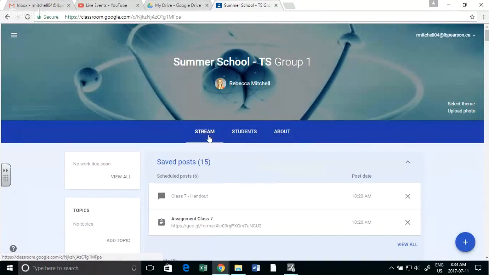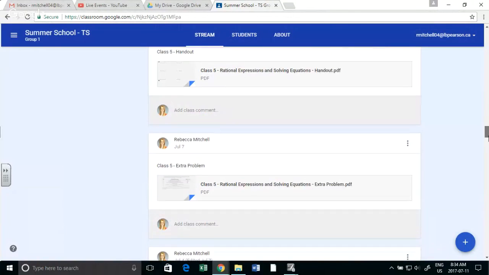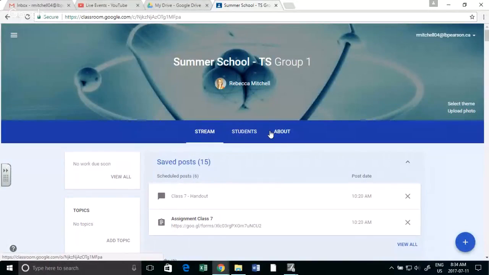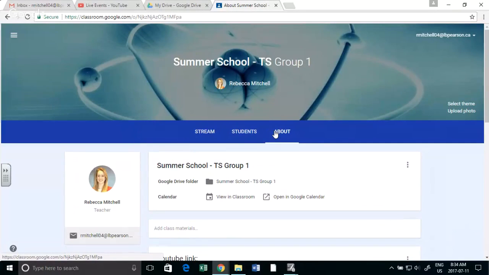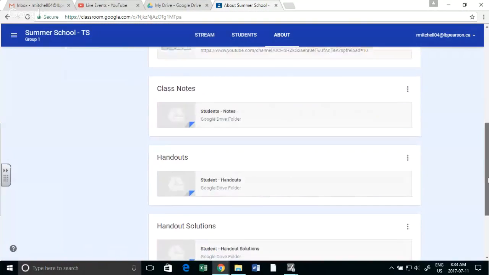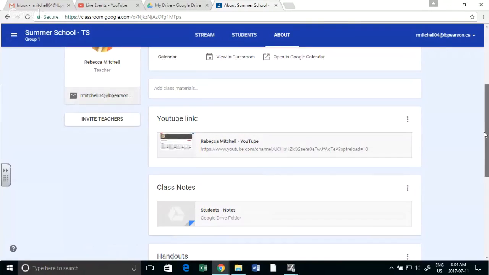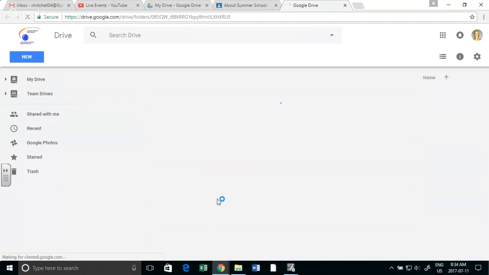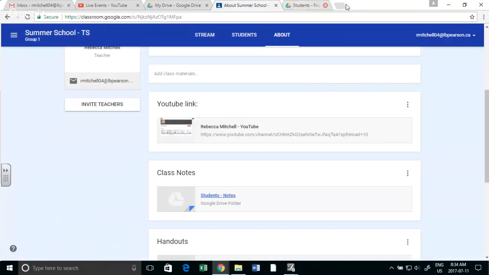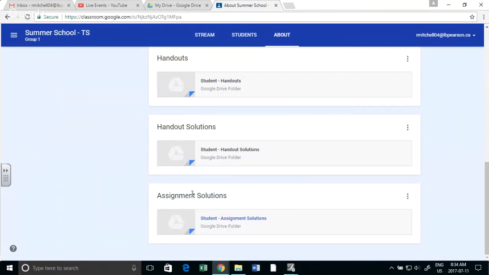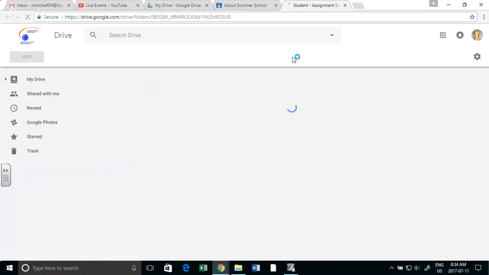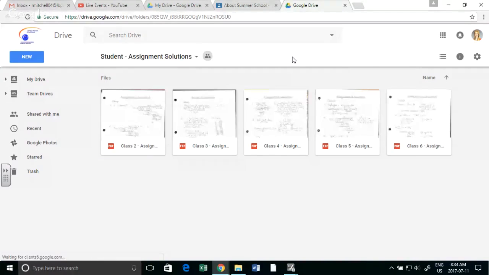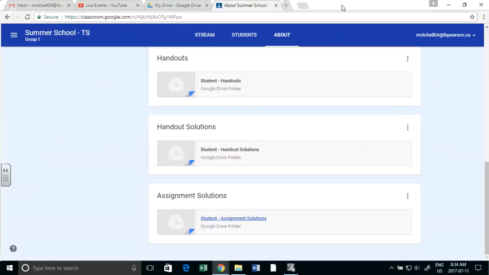Classroom, stream, in the about. It's a lot of stuff there. So in the stream, that's where we go. So if you go into the about, you have all these folders here now, okay? So like I said, you have the YouTube link. If you click on the class notes, it'll take you to a folder with all the class notes. If you click on assignment solutions, it'll take you to a folder with all the assignment solutions. That's for the forms and for the docs. Similarly with the handouts and the handout solutions.